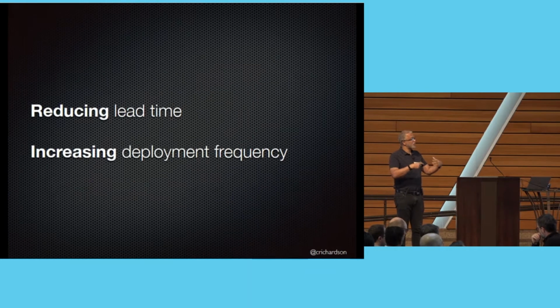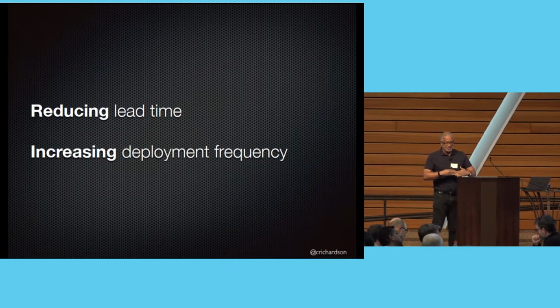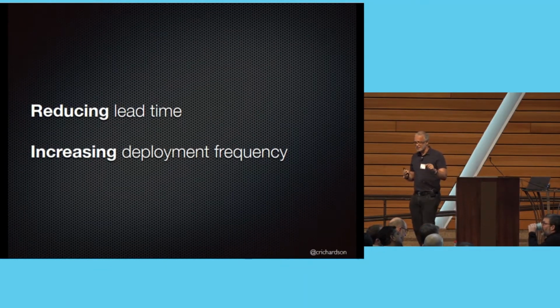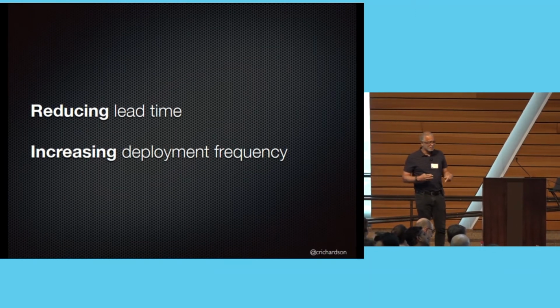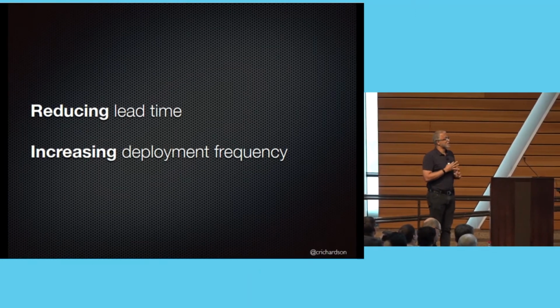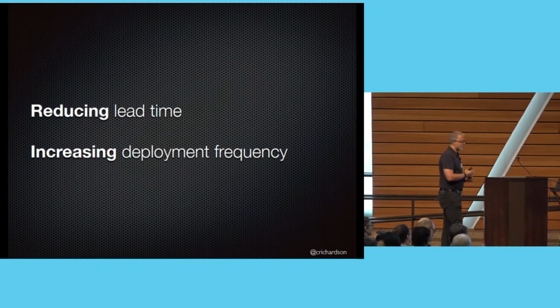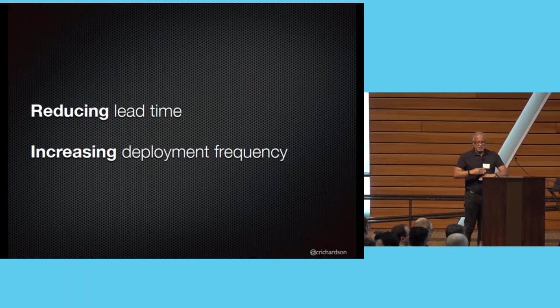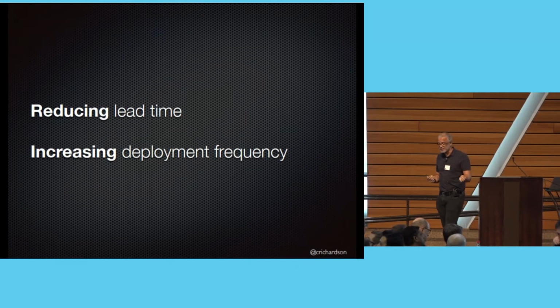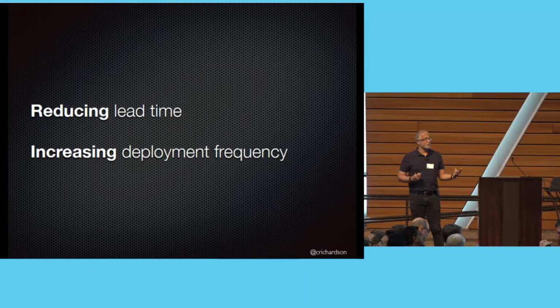And there's actually two key attributes that we need to focus on. One is reducing the lead time, the time from when a developer commits a change to that change going into production. Hint, it should not be 3 months. And also increasing the deployment frequency, the rate at which we're doing deployments. We need to dramatically improve those metrics.